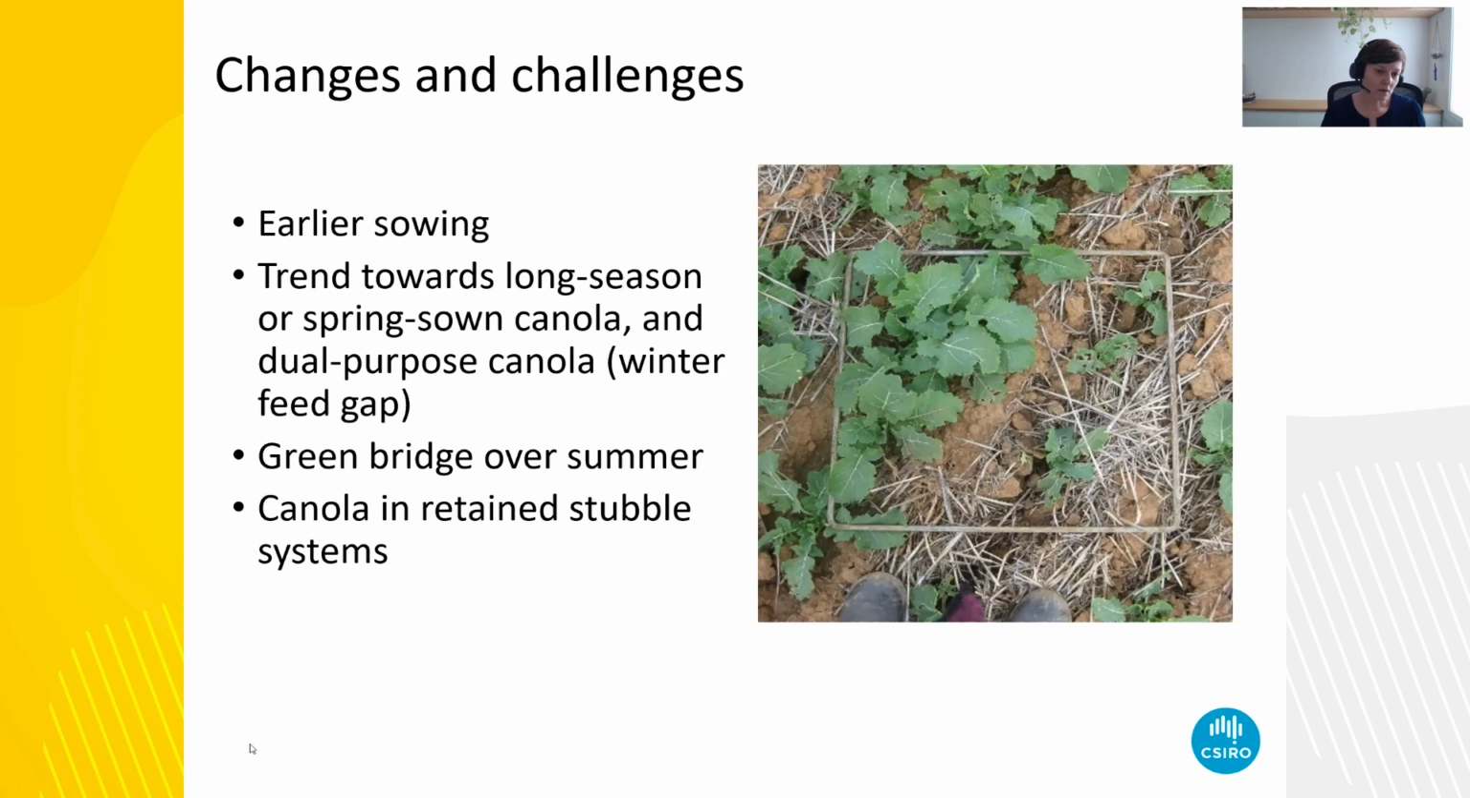What these changes mean is that you've got canola in the ground for a much larger proportion of the year than we ever have before. And if that's combined with a green bridge, so that's where we get summer rainfall events that lead to flushes of weed growth over summer, you can have green vegetation on the landscape for almost the whole year in some particular years, in particular places. And this really does change the resource base for pest populations. We also see a lot of canola grown in retained stubble systems, and there's been a very large uptake and adoption of reduced till and no till across southern Australia, mainly for improved water use efficiency.